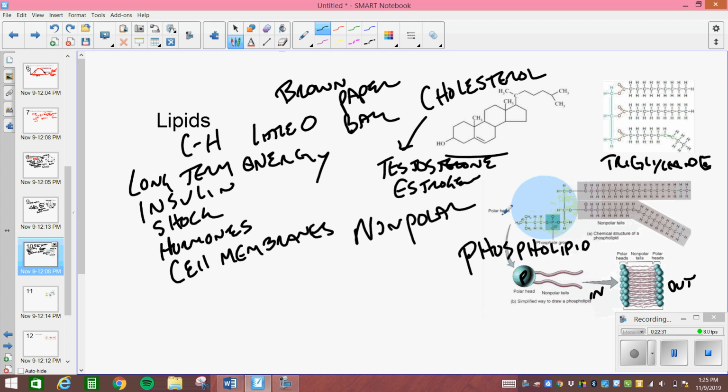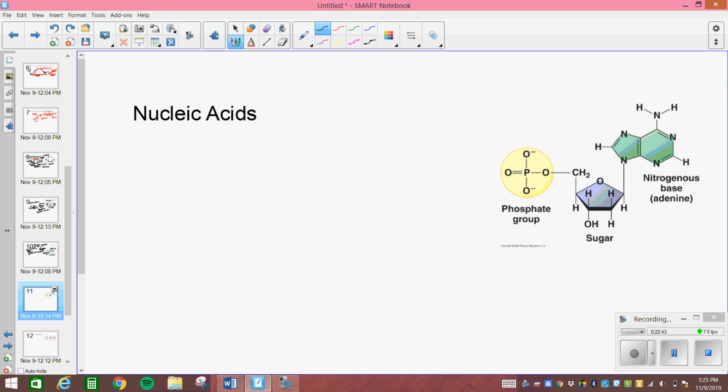But all these lipids, right? Lipids are pretty diverse. They have a lot of different kinds of lipids that we've talked about. So three categories: cholesterol, triglycerides, phospholipids. Okay, onward we go to nucleic acids.